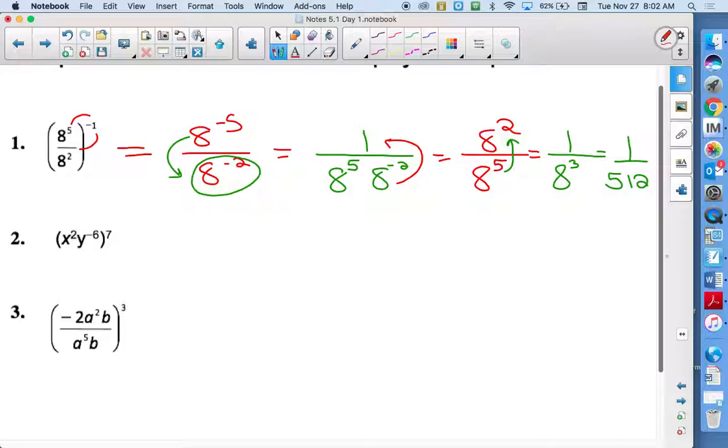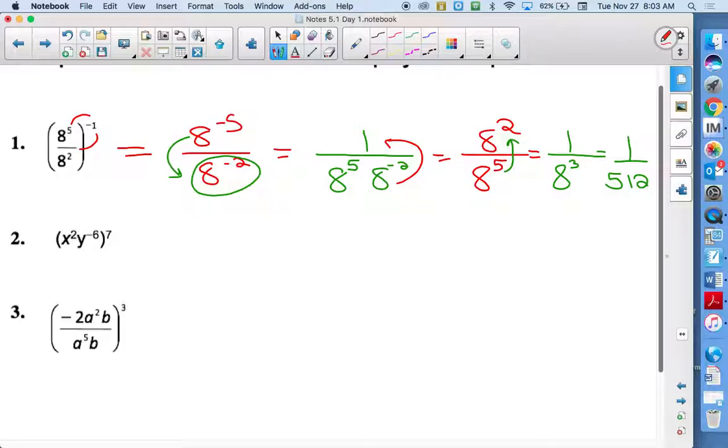So that's actually a 3-step problem. It looks like it should be pretty basic. But we evaluate the power outside first by distributing it to the inside. We switched the exponents because they were negative. The top power was a negative 5, it went to the bottom. The bottom power was a negative 2, it goes to the top. And then you can subtract those exponents. Questions?